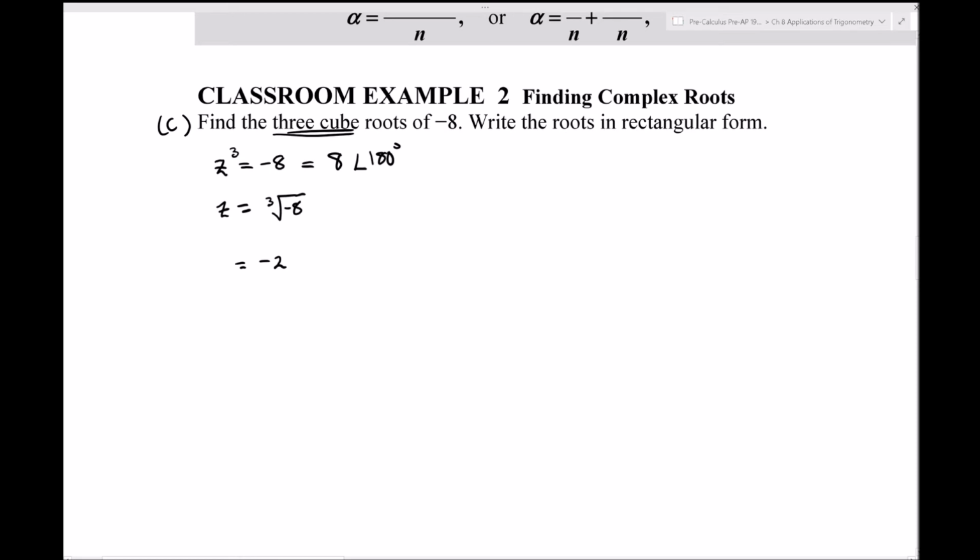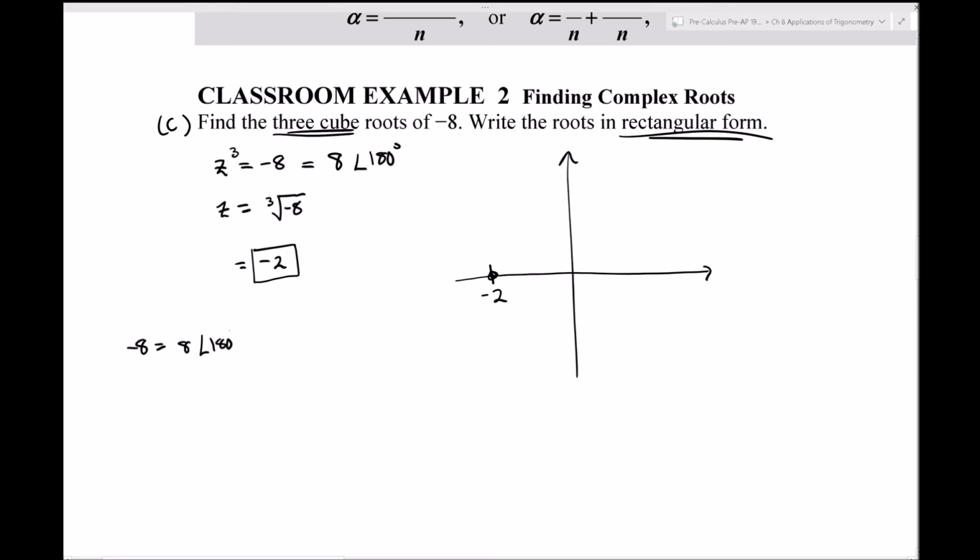So negative 2 is one of the answers, which I'm going to box, by the way. And they're going to want those in rectangular form. That's in rectangular form. So how do I find the others? You take negative 8, which is the same thing as positive 8 with angle 180, and we're going to add 360 to that.